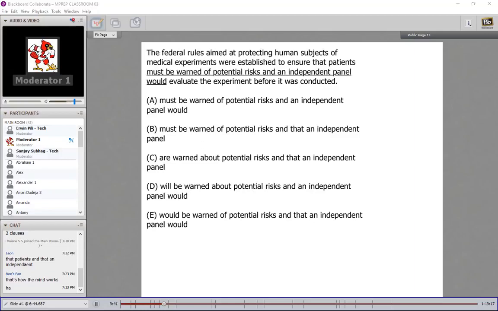Okay, so the things that should match here, and you can think of it as bullet points, if you were making a PowerPoint of the sentence, are these. You have patients have to be warned, patients warned of potential risks, whatever tense that shows up in. And then the panel has to evaluate the experiment. So let's look at those. They have to match. They have to be in the same form.